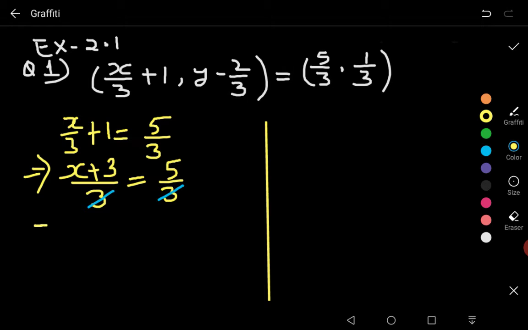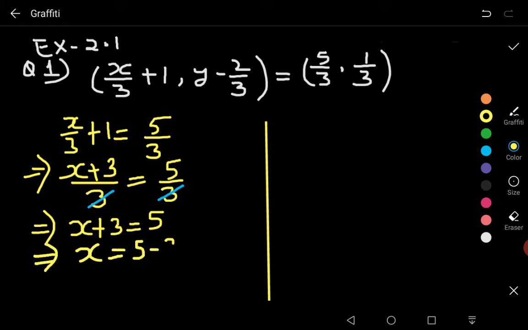Then we get x plus 3 is equal to 5, and it will be equal to 5 minus 3, and the value of x will be 2 here.